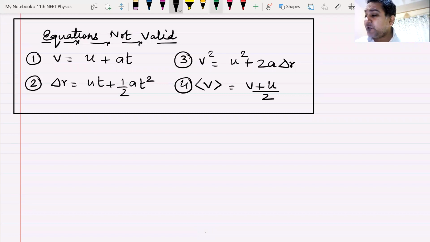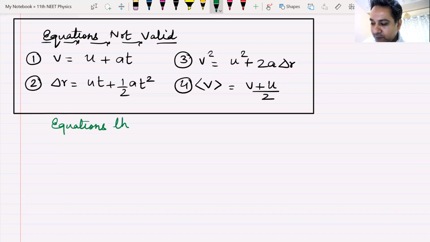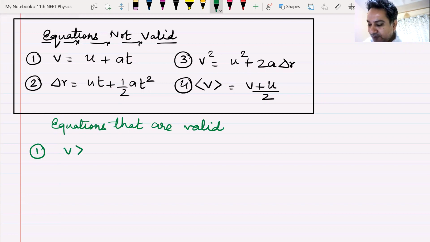Now let us look at equations which are valid. Those equations that we are supposed to use now. What are those equations? Equation number 1. V average. So we are starting from this 4th equation. V average is total displacement divided by total time. Remember this equation.